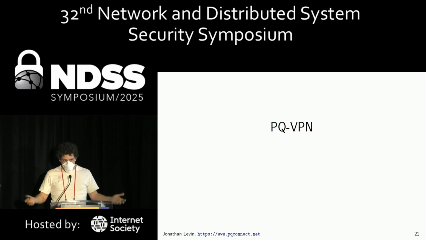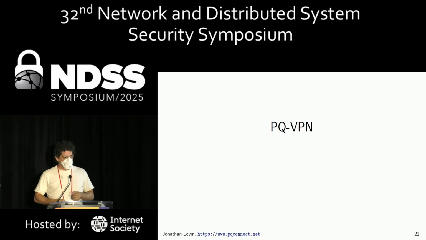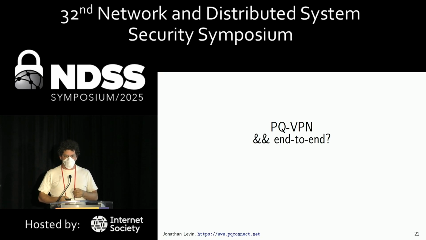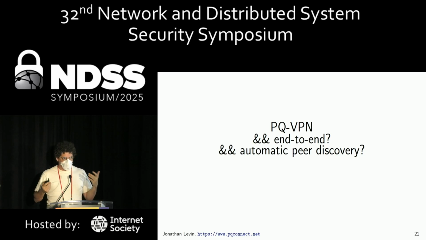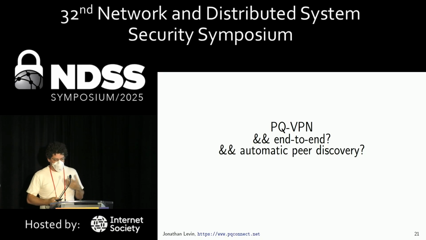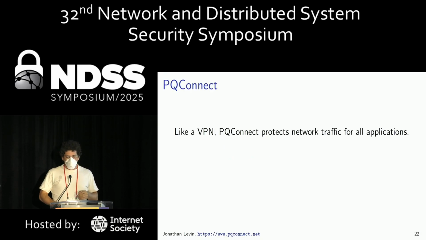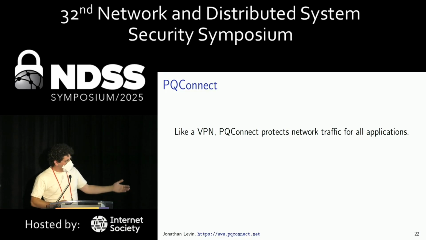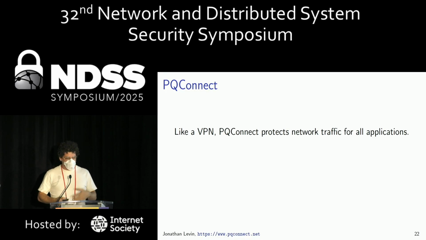So all of that leads us to this. We want a post-quantum VPN. We want one that gives you end-to-end protection, and we want one that doesn't require you to know in advance who you're talking to. We want something that's end-to-end with automatic peer discovery. PQConnect is the project that we developed to address this.